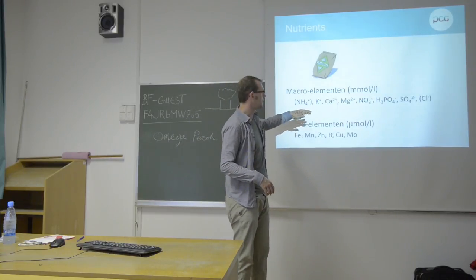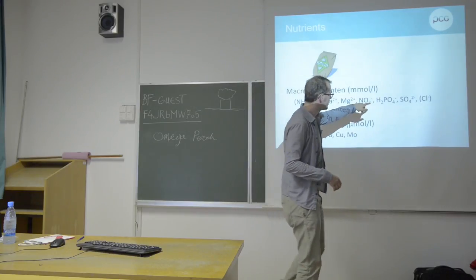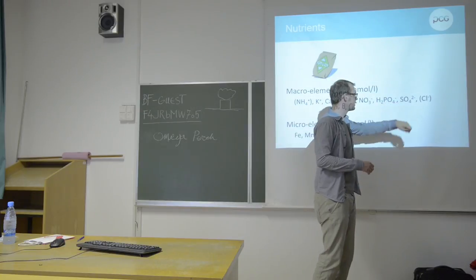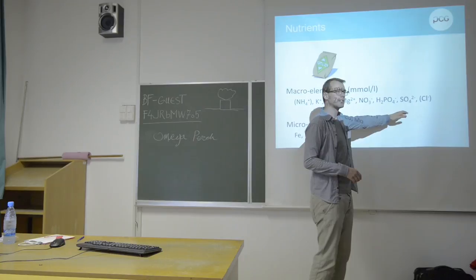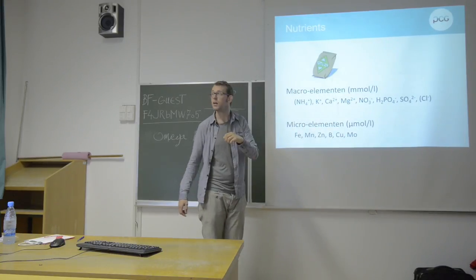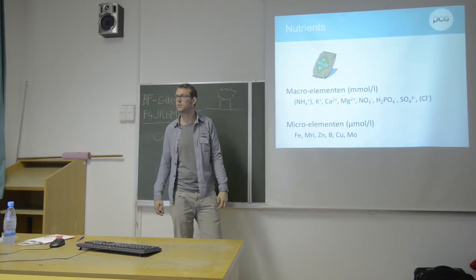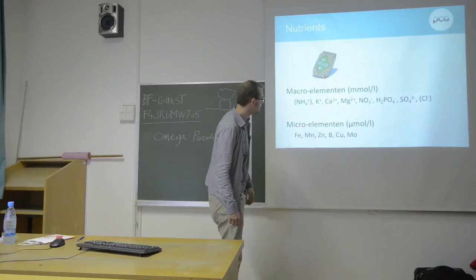Ammonia, not really necessary, but it helps in some conditions. Potassium, calcium, magnesium, nitrate, phosphate, sulfate. Chloride, not really necessary, but it improves taste, for instance, in tomatoes. Was it proven? They did some organoleptic research about that. Yeah, it increases flavor.